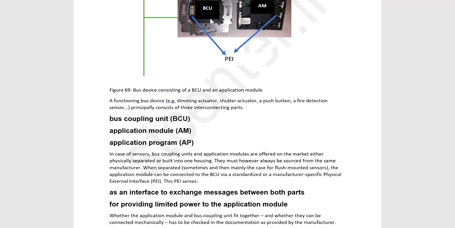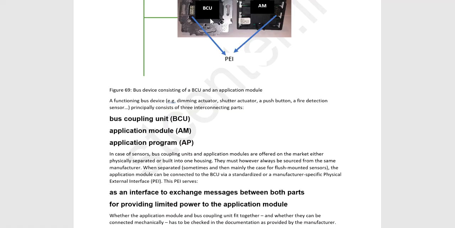What does it mean? It means, okay, the application module is in contact with the physical layer in our world. I mean, for example, you push the push button by hand and send some command. Okay, these commands should be transmitted by means of the physical external interface to the bus coupling unit.